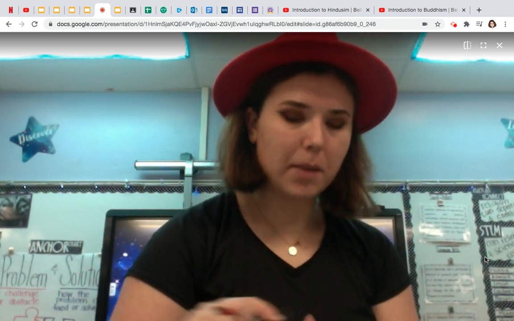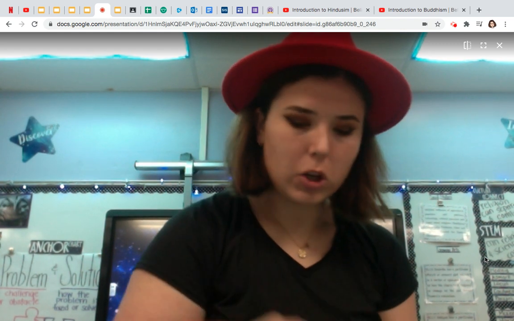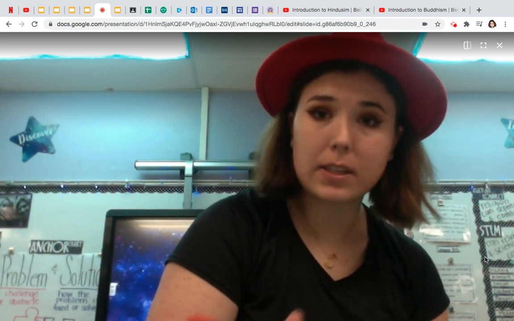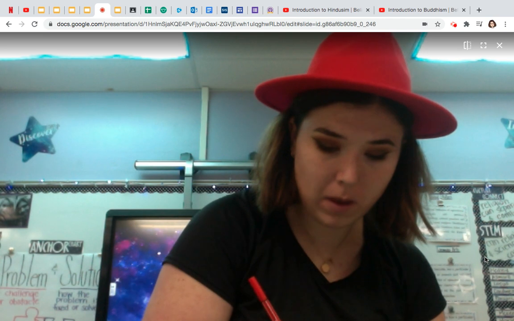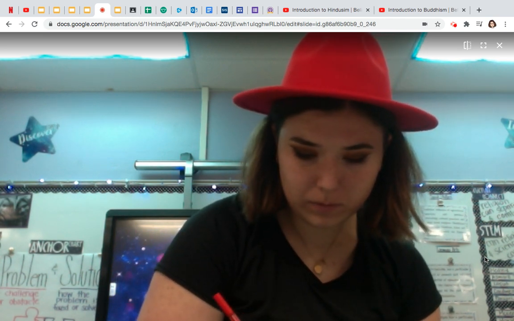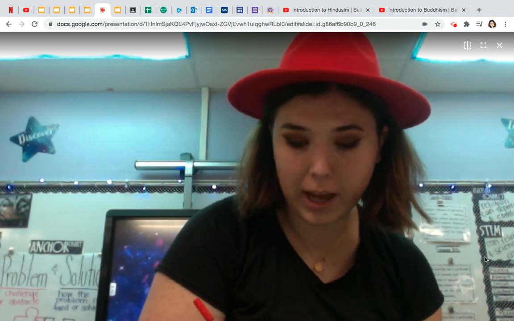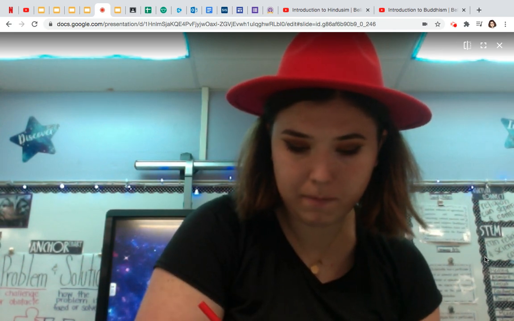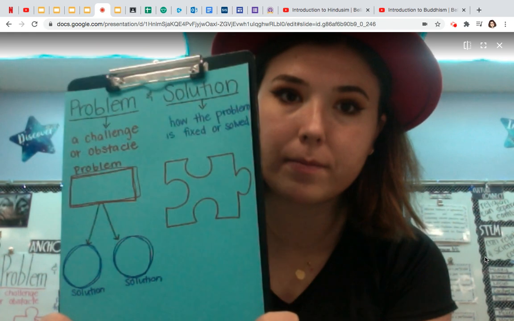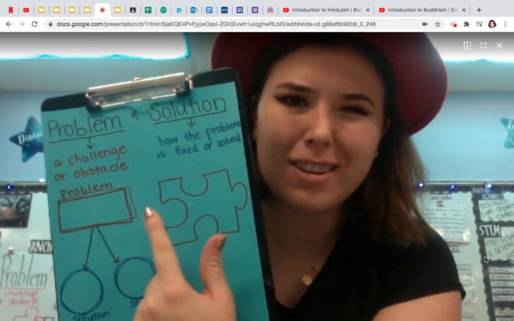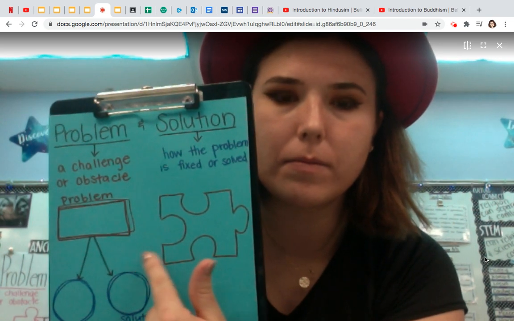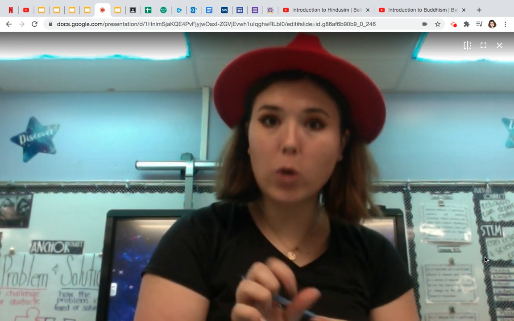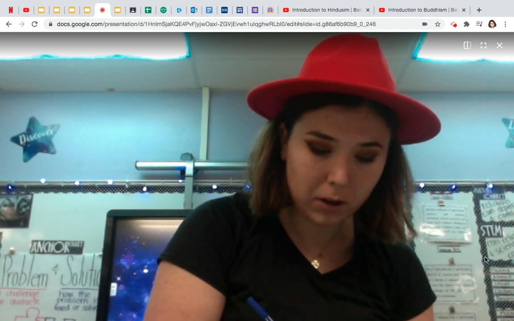Another way I like to think about it is like puzzle pieces. So you have the problem and you have issues or gaps that need to be filled. Pardon me while I draw a puzzle piece. There's my problem. We have gaps, so it's not a full piece. Our solutions should fit perfectly in those gaps. They should solve the issue.